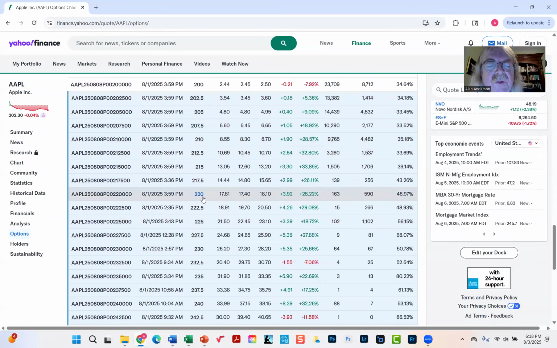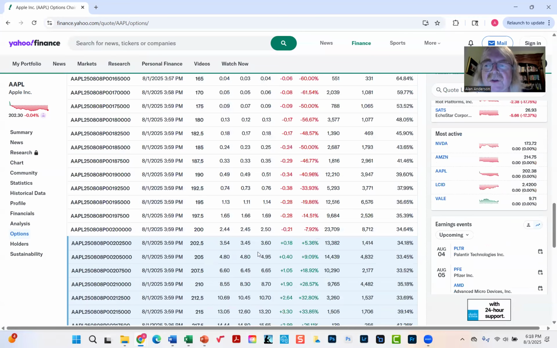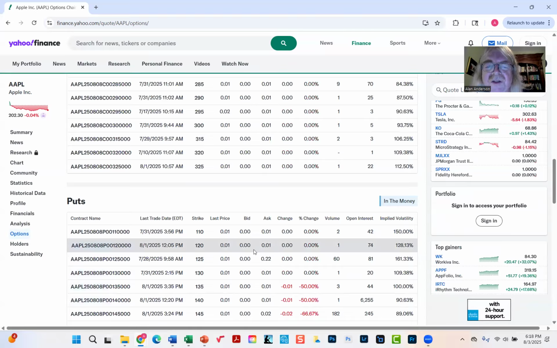But then as the price goes up, let's say to 220, that's pretty valuable. I can sell the stock for 220 when it's only worth 202.50, but then I have to pay $18.10 for it. And you can see, wow, look at this one, 305. I could sell it for 305, more than $100 above the stock price, but that's going to cost me 103.20. So I have to choose which one of these makes the most sense for my situation.